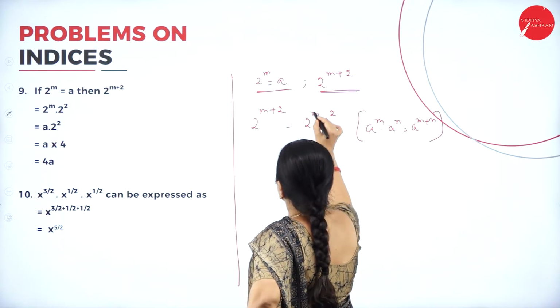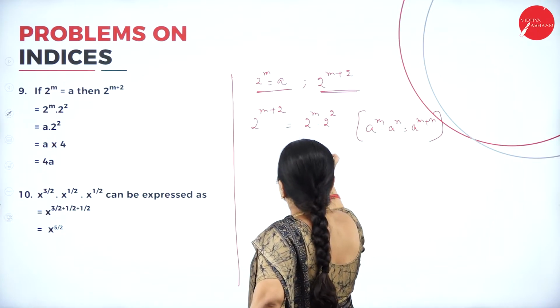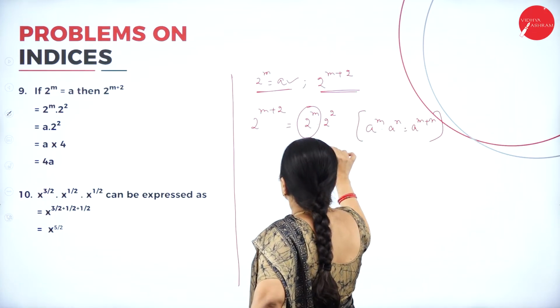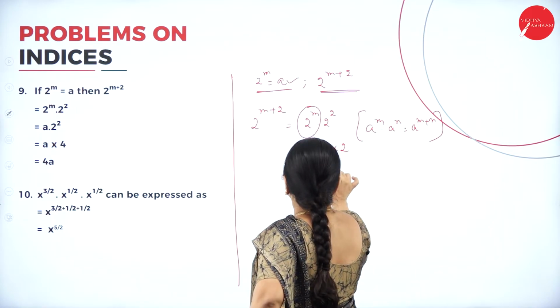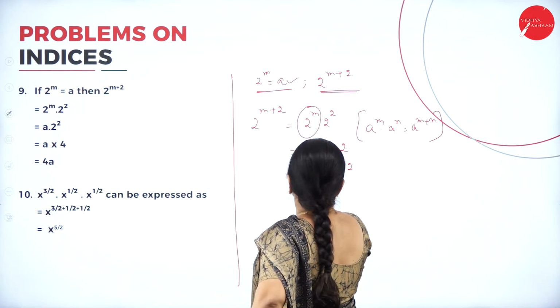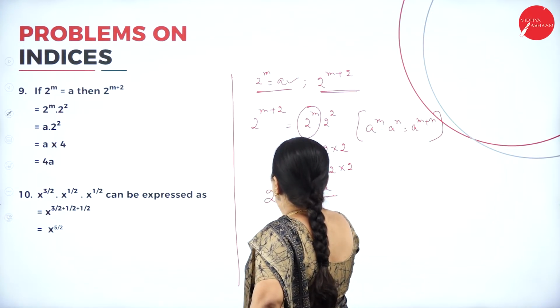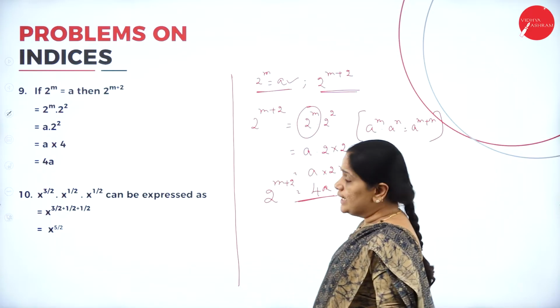So instead of writing 2 to the power of m, I'll write a. I'll substitute this value with a here. So, a into 2 square. What is 2 square? 2 into 2. So, a into 2 into 2. So, this will be 4a. So, this is the answer. 2 to the power of m plus 2 equals 4a.